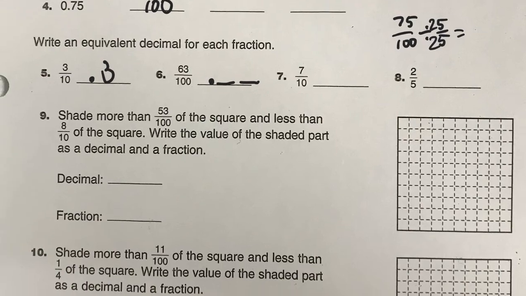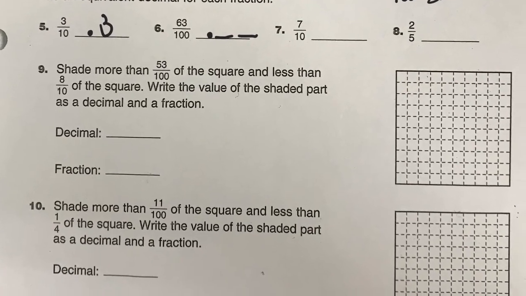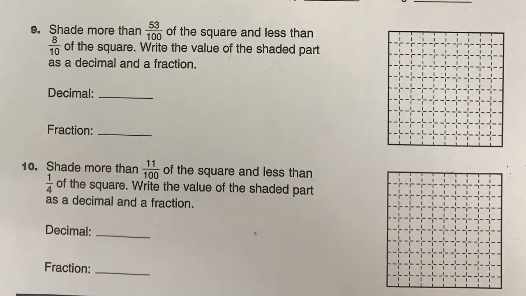Couple more here. This is asking you to shade in this square. So if this square is 1 whole, we're looking for decimals and fractions. So I need to shade in more than 53 hundredths. So there's 50, and there's 3 more. So I need more than that. So why don't I just do, you can choose your own.